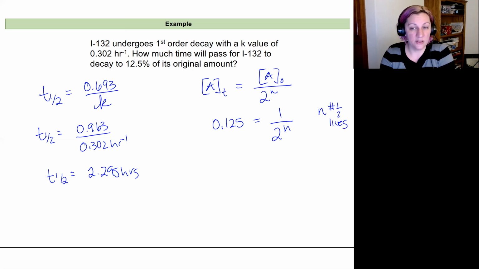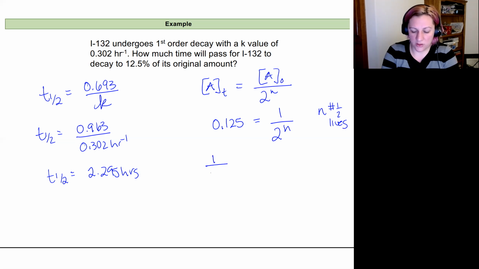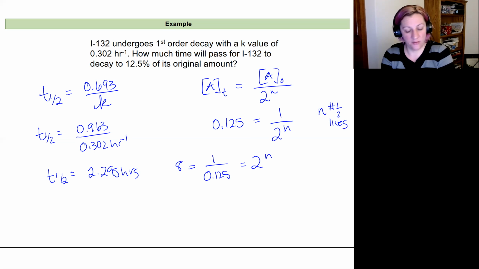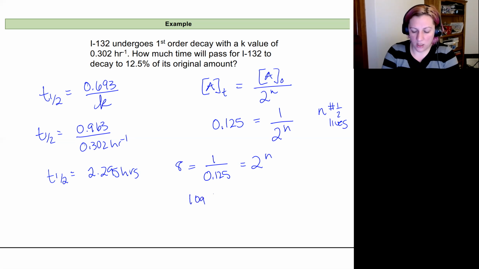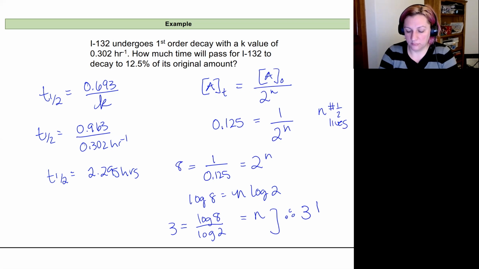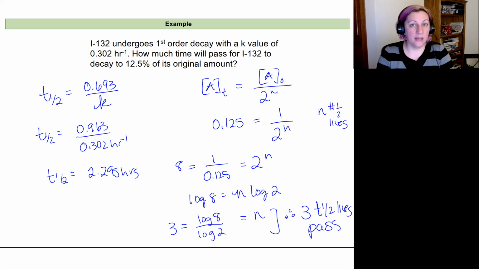So I'm going to go ahead and just solve for that. So I'm going to rearrange this equation. So I have 1 over 0.125 is equal to 2 to the n. And this is going to equal 8. So then I'm going to have 8 is equal to 2 to the power of n. I'm going to take the log of both sides. So log 8 equals n log 2, and n is equal to log 8 divided by log 2, which is equal to 3. Therefore, I've got 3 half-lives that pass. All right, so 3 half-lives are going to pass to hit 12.5% of the original amount.